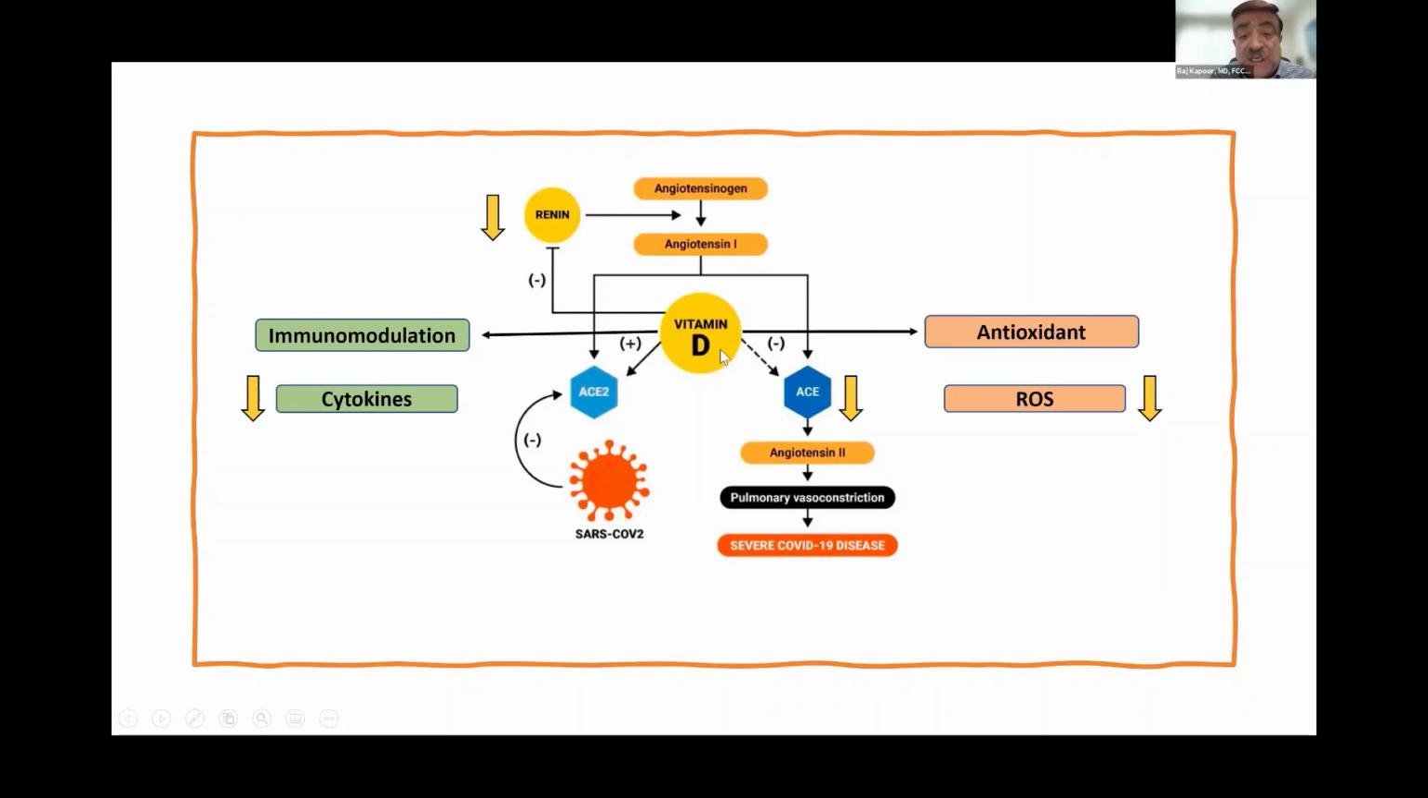Vitamin D has been used in ARDS in the past, and it decreases the cytokine production. And most importantly, it decreases the renin-angiotensin system. It prevents the conversion of the angiotensinogen to angiotensin 1, and it prevents the worsening of the angiotensin 2 production and pulmonary vasoconstriction in severe COVID disease. This is a very important function that the vitamin D does.